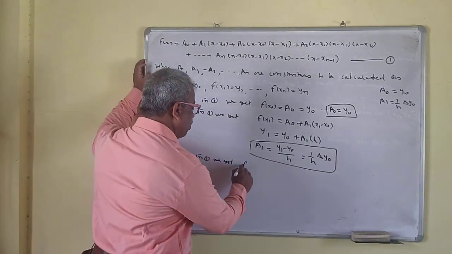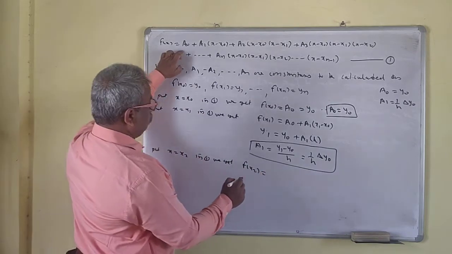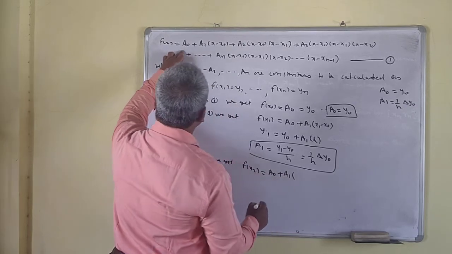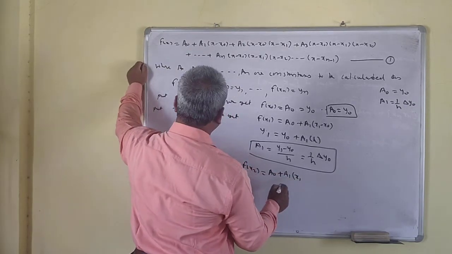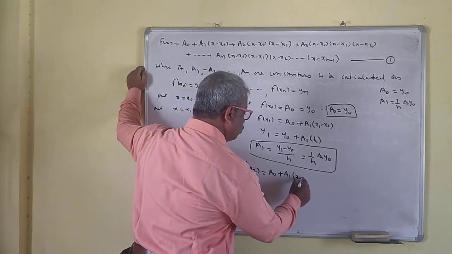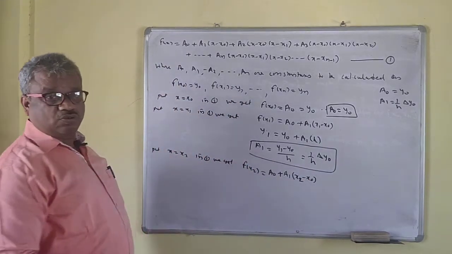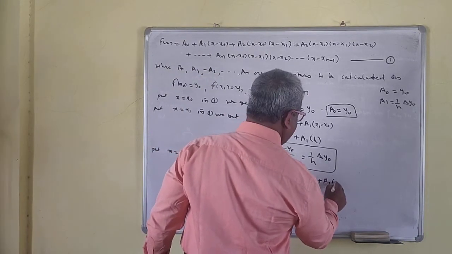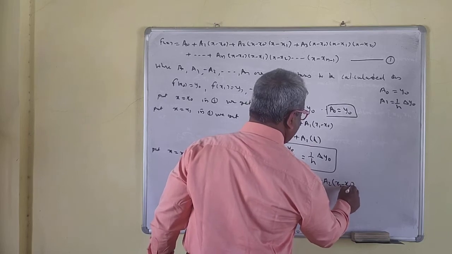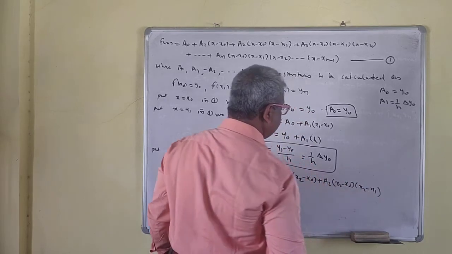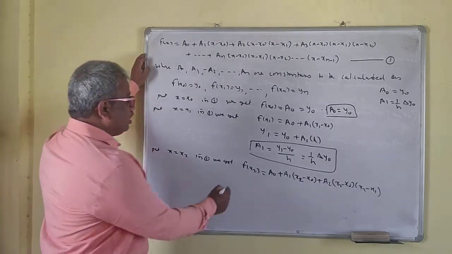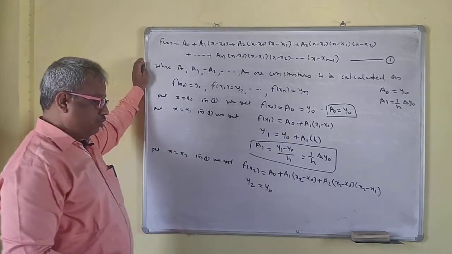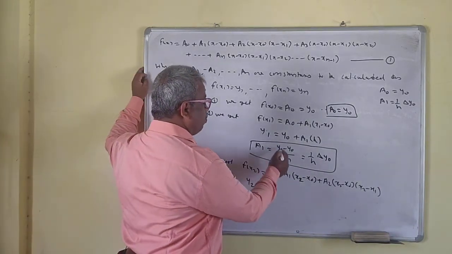So this will be what then? f of x2 is a0 as it is, plus a1 times (x2 minus x0), plus a2 times (x2 minus x0)(x2 minus x1). This is your y2. Your a0 is y0, which is known to you. Now I will write the value of a1.